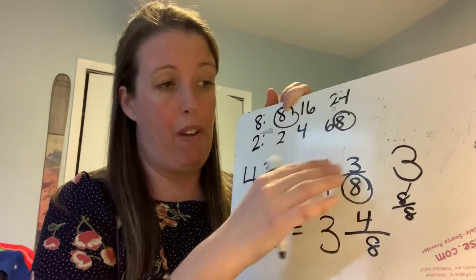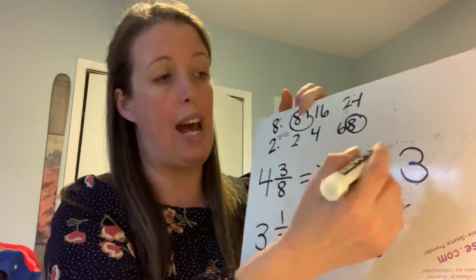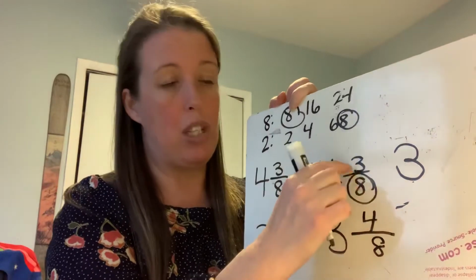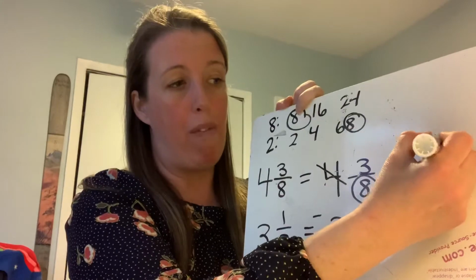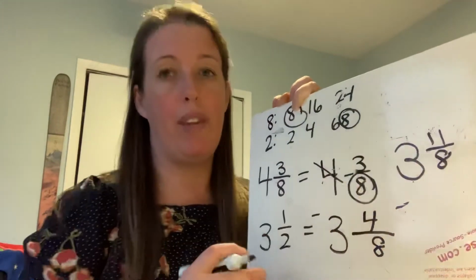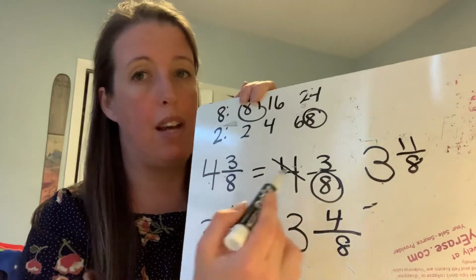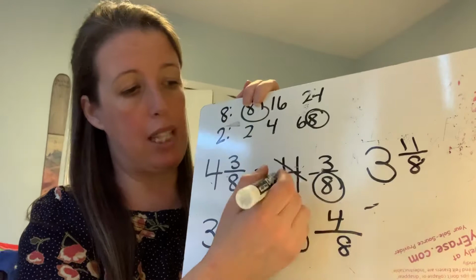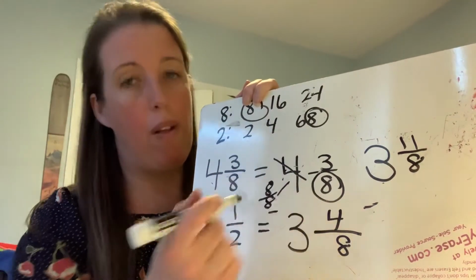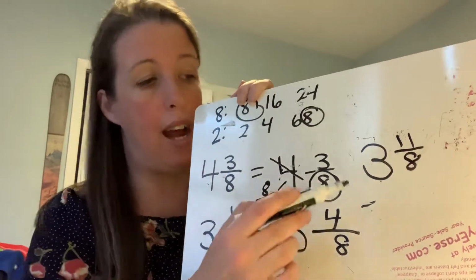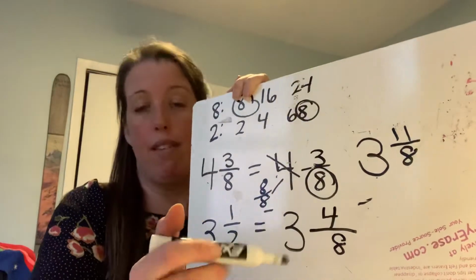So instead of now having just 3 wholes and 3/8, I have the 8/8 plus 3 more: 8/8, 9/8, 10/8, 11/8. So I have 3 and 11/8. I just renamed 4 and 3/8 to 3 and 11/8 because I took the whole away and turned it instead into parts, 8/8. And I added it to what I already had, the 3/8. So 8/8 plus 3 more 8ths equals 11/8.